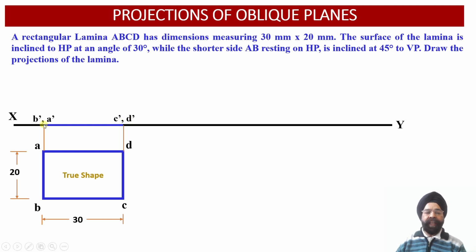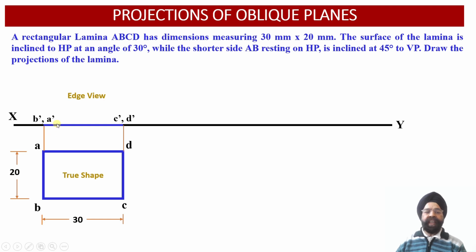So having obtained the front view projections corresponding to B dash, A dash and C dash, D dash, once we join B dash, A dash and C dash, D dash, we are going to obtain the edge view projections in the front view over here. Now we have the information that the surface of the lamina is inclined at an angle of 30 degree with respect to the horizontal plane. So we know the length of the front view projection, which happened to be 30 millimeter.